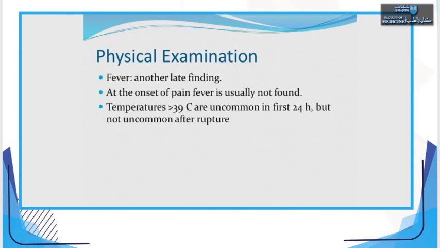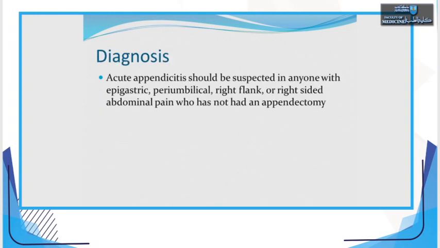Fever is another late finding. At the onset of the pain, fever is usually not found. Temperatures of more than 39 C are uncommon in the first 24 hours, but not uncommon after rupture. Diagnosis of acute appendicitis should be suspected in anyone with epigastric, periumbilical, right flank or right-sided abdominal pain who has not been operated upon for appendectomy.